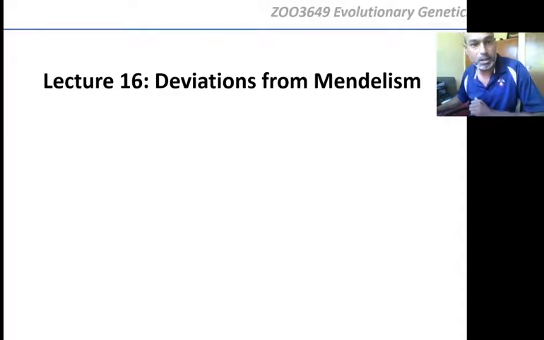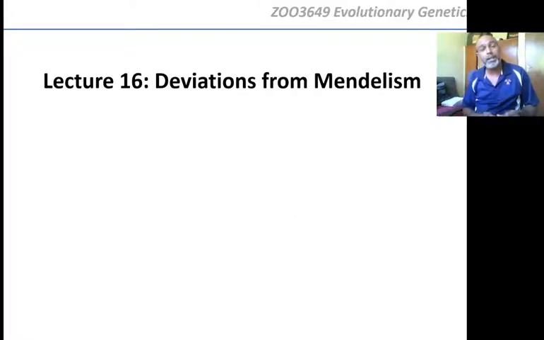Hi, this is lecture 16 of ZOO3649 Evolutionary Genetics, and we're going to continue with our last lecture in the Darwin and Mendel series section. This is lecture 16, and we will be talking about the instances where organisms do not have Mendelian inheritance. In the last couple of lectures we talked about Mendel's laws and how he discovered a way of inheritance which has become the Mendelian way of inheritance.